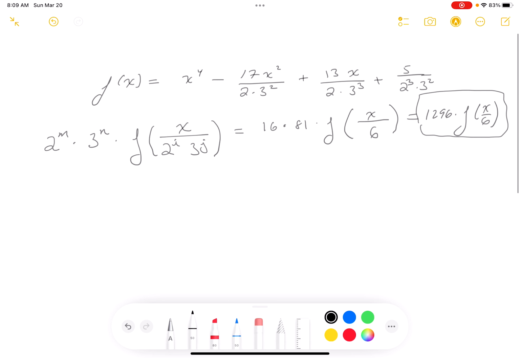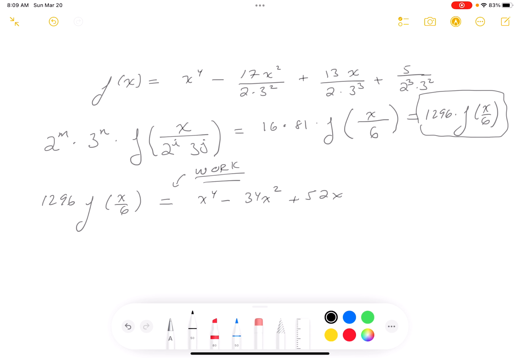So what do you have to do? You got to evaluate F at X over 6, and you got to multiply by 1296. I am hoping that you're able to do the work. It is work, though. It's work for me, too. I did the work, and what did I get? I got x^4 minus 34x^2 plus 52x plus 90. All right? If you can't get that, I don't know, maybe I did wrong work.